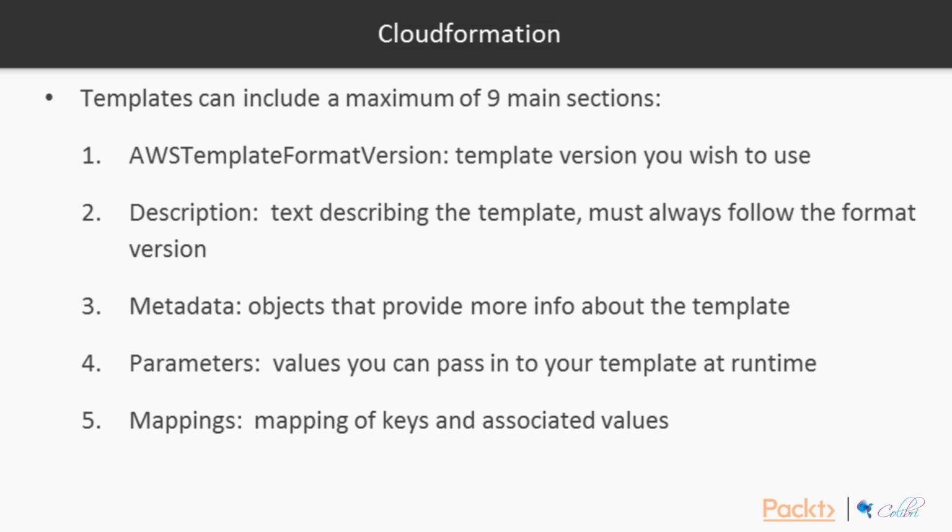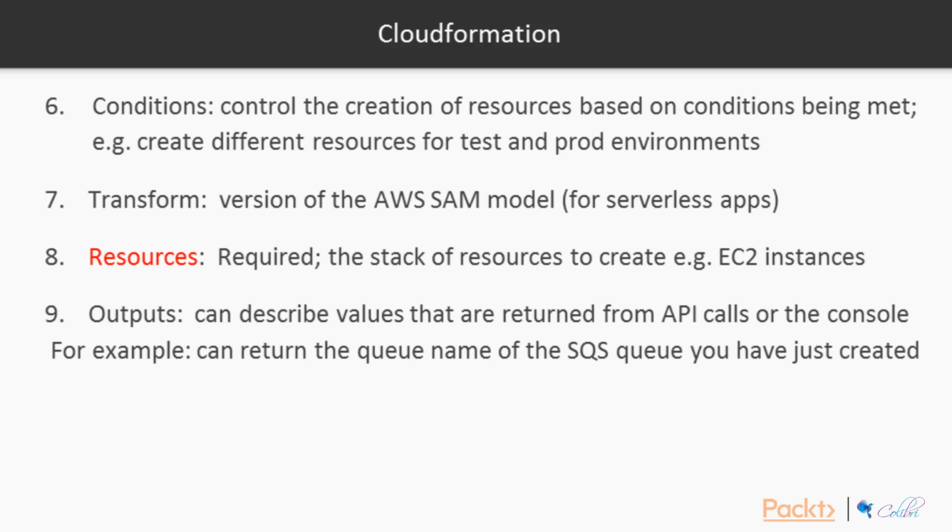CloudFormation templates support parameters that you can pass in, and you can also define a default value for your parameters. Then there are Mappings, that is, mapping of keys and associated values. Then we can look at Conditions, where you can control the creation of resources based on conditions being met. Example, you can create different resources for test and prod environments. Transform is a way to specify the version of the AWS SAM, or AWS Serverless Application Model, this is only used for serverless or Lambda types of applications.